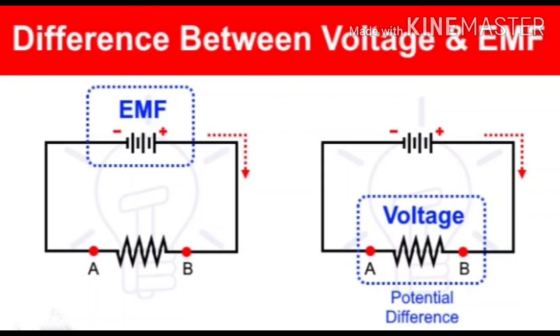It can also be said that EMF acts like a pump that pushes the current through the entire circuit, so that current causes a potential difference in the elements present in the circuit. But both the EMF and voltage are measured in volts only.